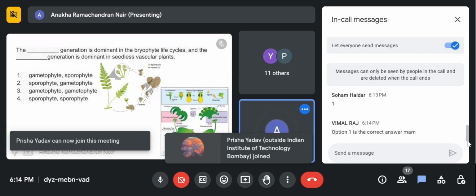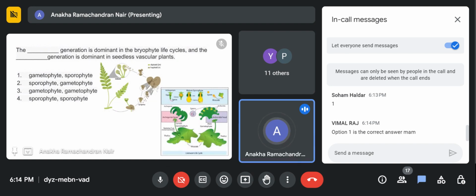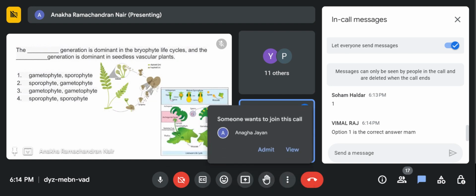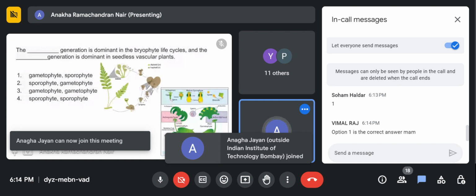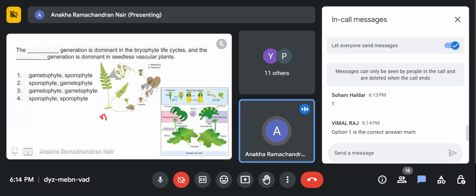Option one is the correct answer. Sure, got it. So option one is in fact the correct answer. In bryophytes, the dominant part of the life cycle is gametophytic. That means the cells have n number of DNA, and only a small portion of its life cycle is sporophytic, where it has 2n DNA.